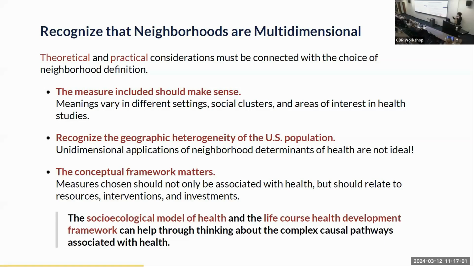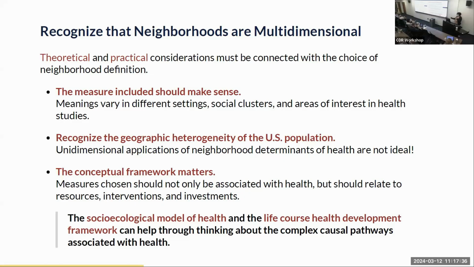You may have a measure that exists for different contexts, different countries, but do those variables, what do they actually mean for those populations that you're studying? And this is where I always talk about how we always have to recognize the geographic heterogeneity of the US population and other populations, because since we are mainly focused on the CDR, I just stuck to the US population here. So, as Rachel already explained, unidimensional applications of the neighborhood determinants of health are just not ideal. I don't think I have to sell this point to you all, but I'm putting it out there.